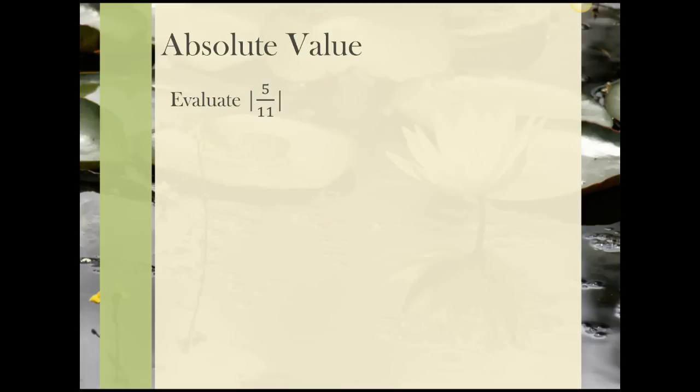Let's find the absolute value of 5/11. The distance 5/11 is from 0 is 5/11. So the absolute value of 5/11 is 5 over 11.